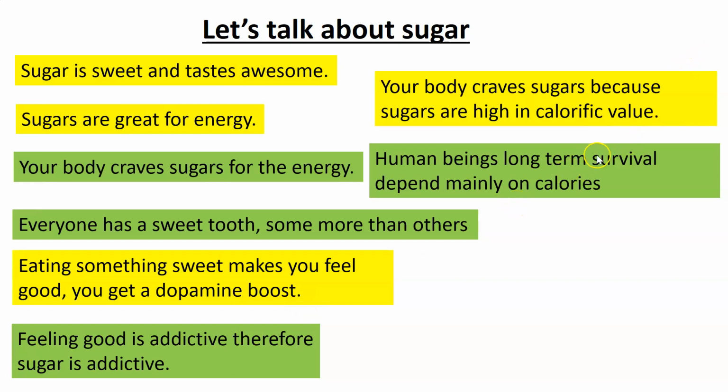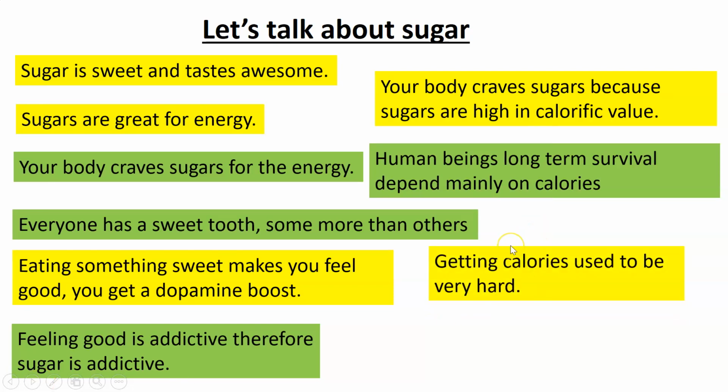Because sugars are high in calorific value, and the human being's long-term survival depends on calories, anything high in calories, such as sugars, your body recognizes as something you should consume more of. Now the problem really is not so much that sugar is high in calorific value and tastes wonderful. It's that about 100 years ago, perhaps, getting calories used to be very hard. Many people all around the world would sometimes go days before they had a good meal. Your body is designed in the long-term context of survival, knowing that a meal is not easy to obtain.